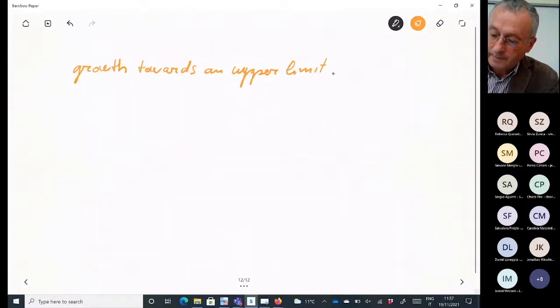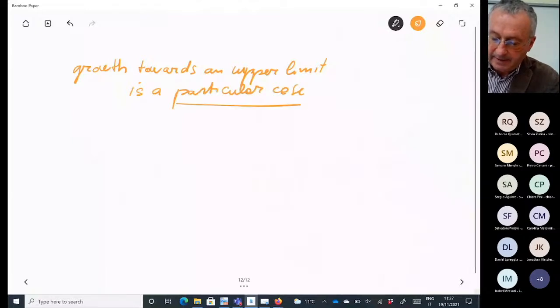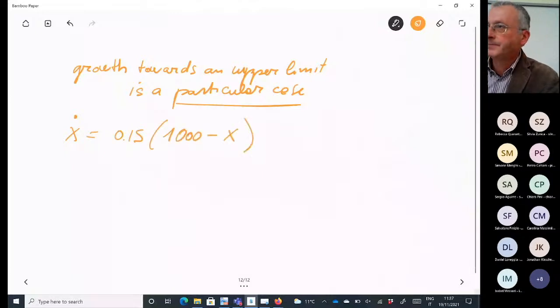So this is a particular case of our general model. I don't really remember the data of our previous example. You may help me. X dot was equal to, let's say, 0.15 times 1000 minus x. Is that right? Okay, so why is it a model that corresponds to our general model, x dot plus ax is equal to b, right?